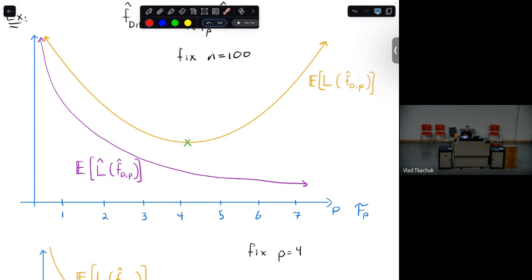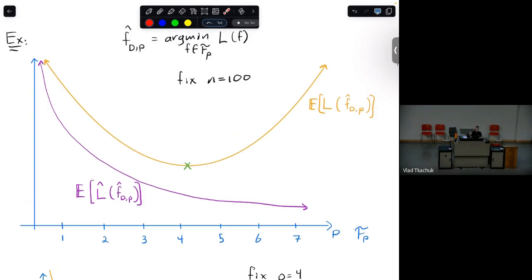So two people online asked, why not pick p as small as possible? The reason not to pick p as small as possible is that if p is really small, sure, these two are really close. But at the end of the day, you want to output a predictor for which this expected loss, which we should agree represents how well we predict on new data, is small. If we picked a really small p, let's say 1, then the expected loss is large, and therefore we predict poorly on new data.